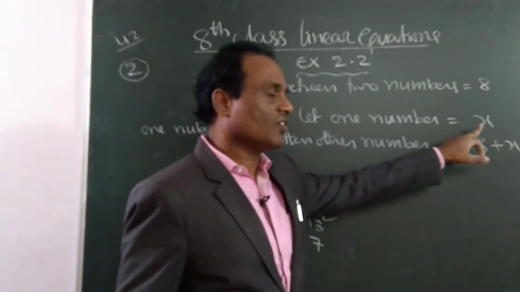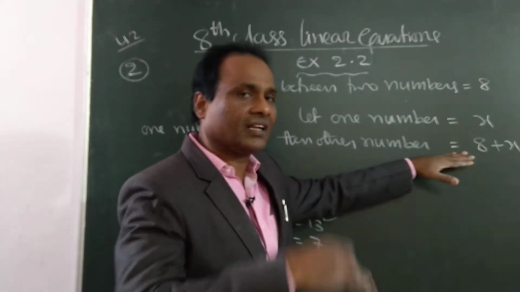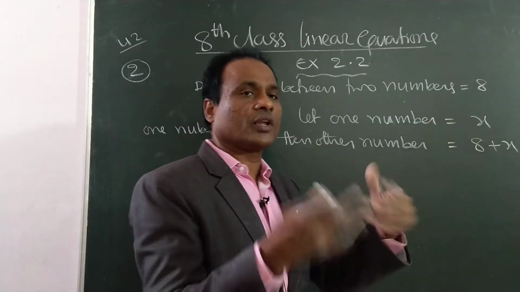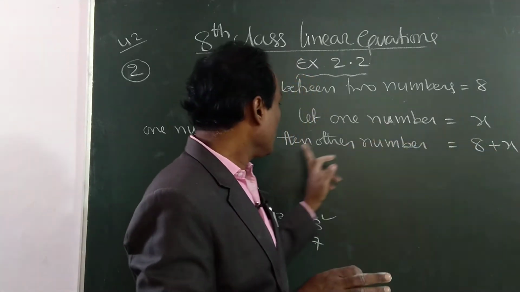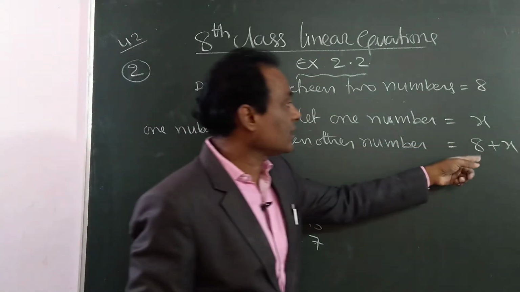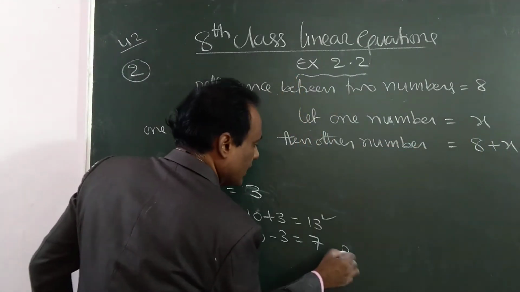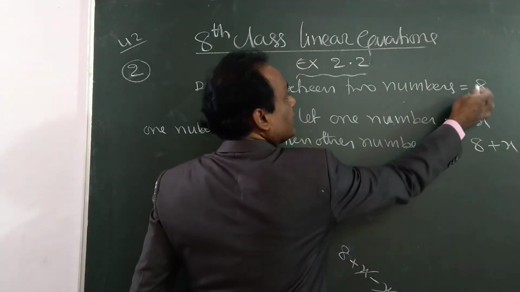Let one number be x. First understand these two lines and after that we can complete the problem. Let one number be x because we don't know the number. What is the other number? The difference should be 8. If we subtract, difference means minus: 8 plus x minus x, x cancels, 8. The difference is 8.